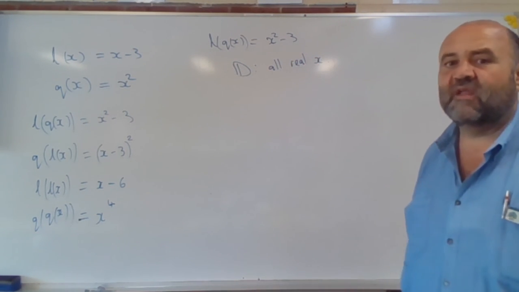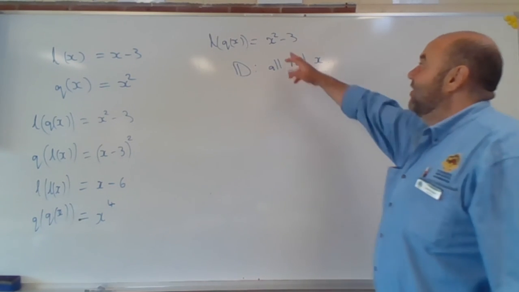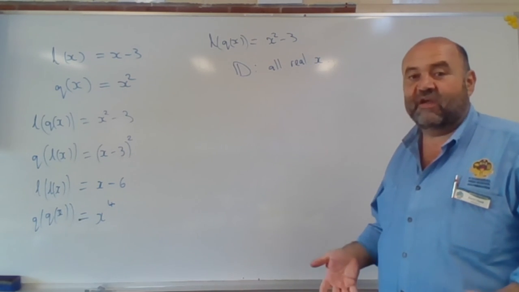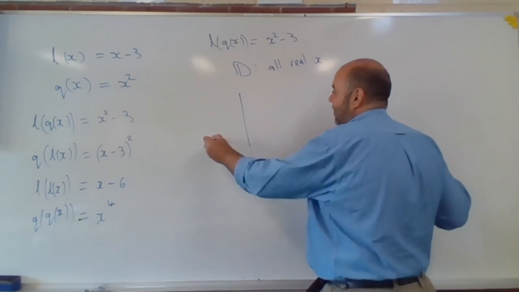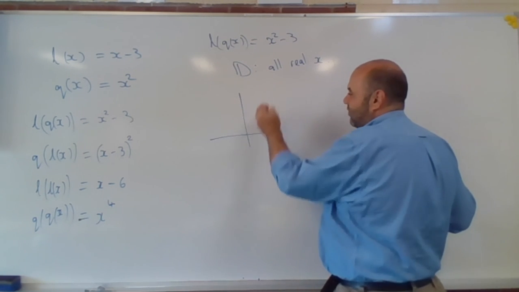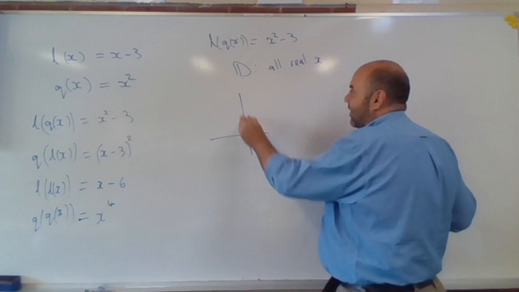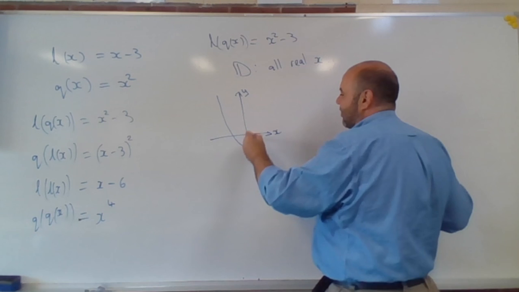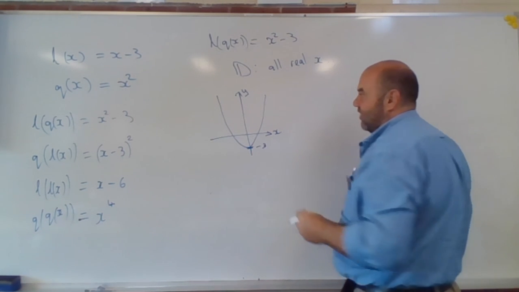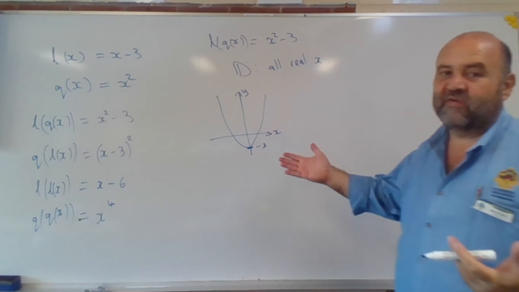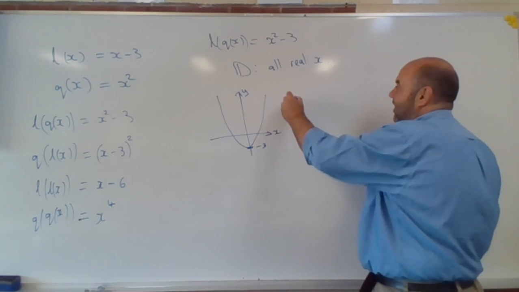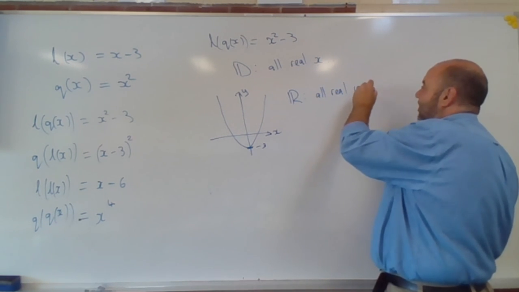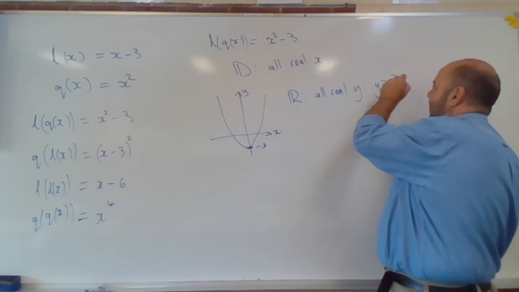So what's our range? Well, think about what the graph of this function would look like. This is a parabola that's been shifted down 3 units. y equals x squared would normally sit with its vertex at the origin. We're being shifted down by 3 units, so we're going to be a parabola with our vertex down here at -3. Well, we can see from the graph very simply that our range is all real y, such that y is greater than or equal to -3.